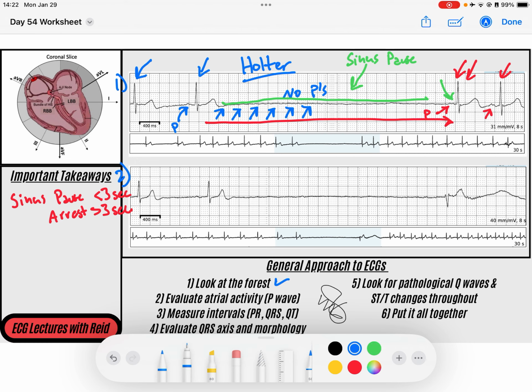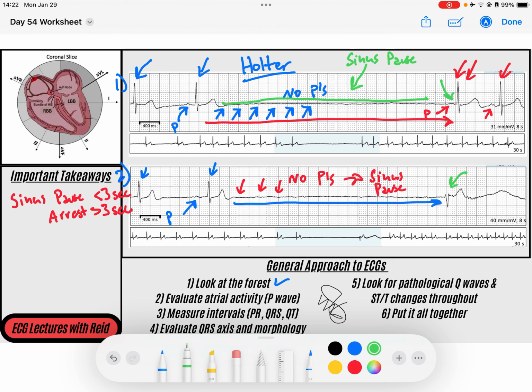So here I notice that I've got narrow QRSs. This is obviously the same patient. Narrow QRS again. You see I've got a P wave before the QRS, and then once again we have what seems to be another long pause. I look for P's. I don't see any P waves here that are missing any QRSs, and so there's no P's. So once again we have another sinus pause.